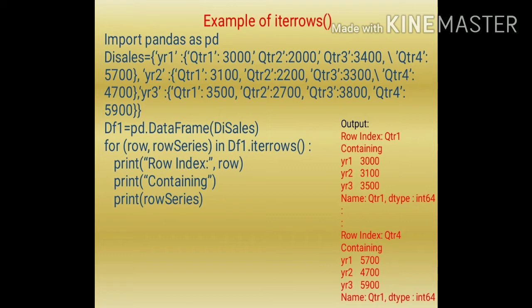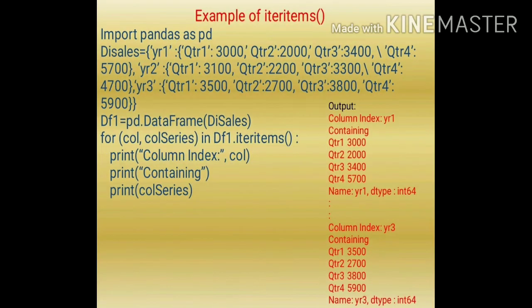I hope I'm clear. Now the loop will go again up. As we know, till the condition is not false, the loop will go on. Again it will go up. Now row will be 2 for the second time, and again when it enters the for loop, the row index, then its value of the row, it will go on till qtr4. I hope it is clear.